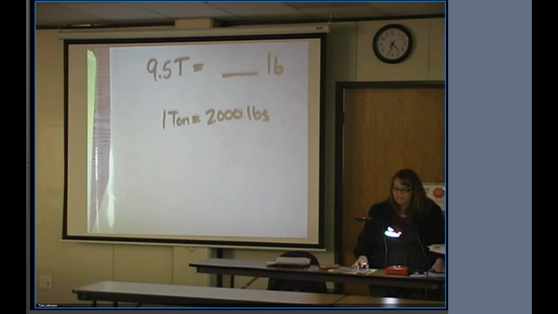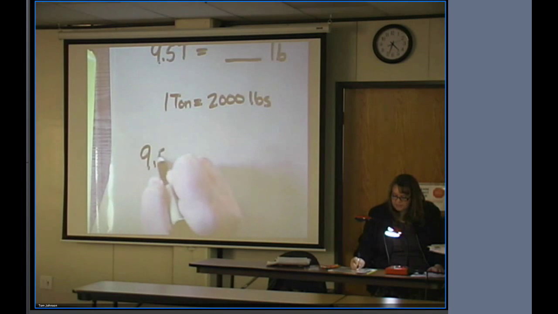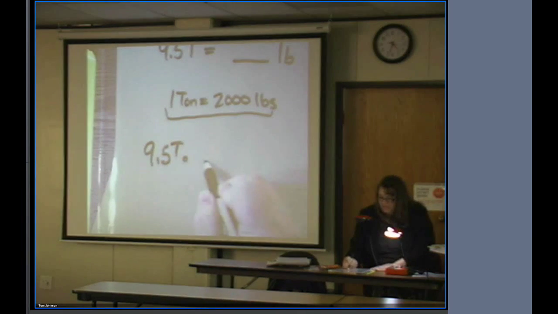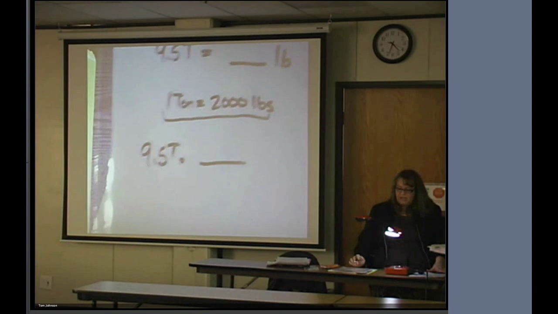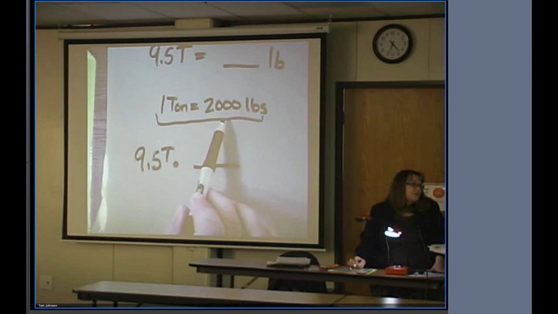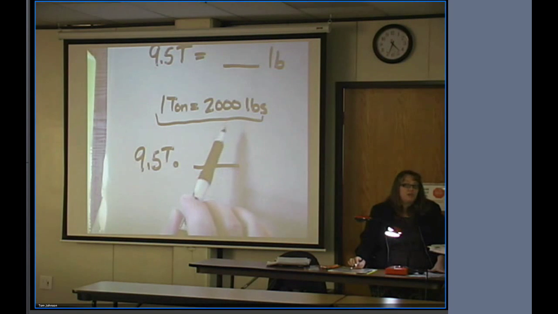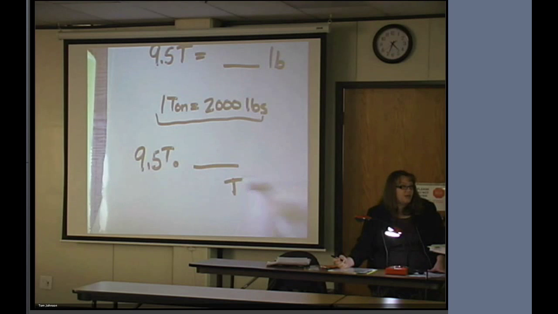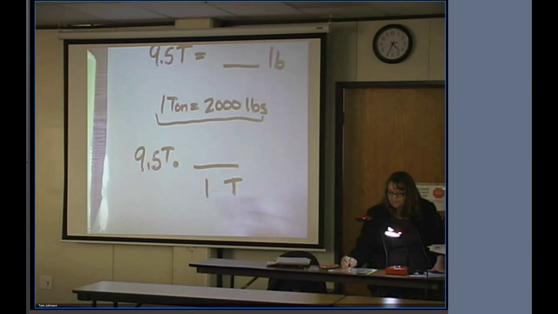You start with what you're given. So I've got my 9.5 tons. I have my conversion factor here, so I'm going to multiply it basically by a factor of 1. If I write this as a fraction, because 1 ton exactly equals 2,000 pounds, they're going to cancel each other out. But I want the tons to cancel. In order for the unit ton to cancel, I've got 1 ton right here in the numerator, so I need the ton unit in the denominator. So I'm going to put 1 ton there, which means the 2,000 pounds goes on top.